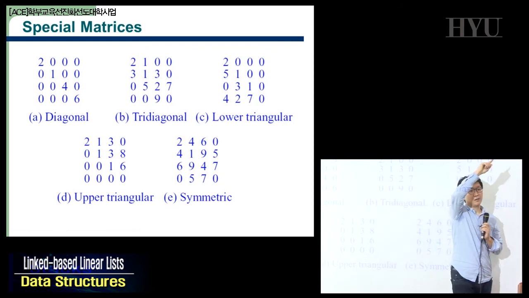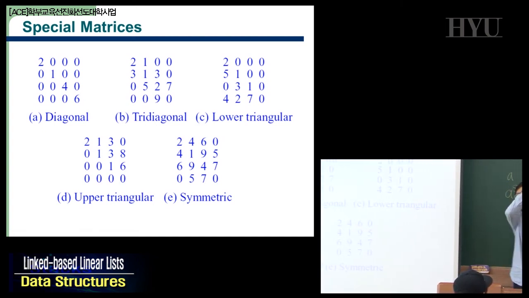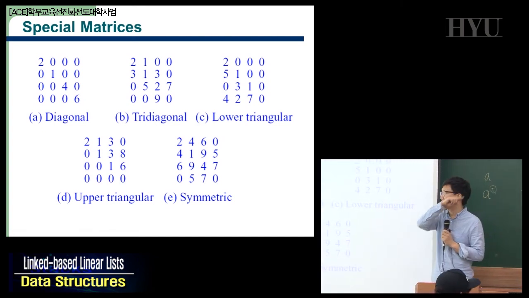이거 뭐야? 다이아고널 뭐라 그래? 다이아고널 뭐라 그래? 몰라. diagonal. 대각선? 아닌데. 뭐라 그러지? diagonal.